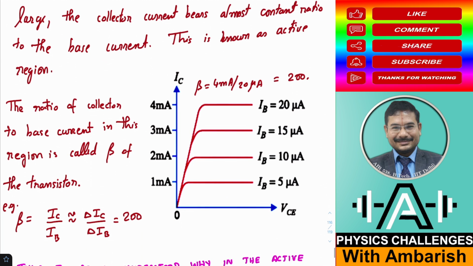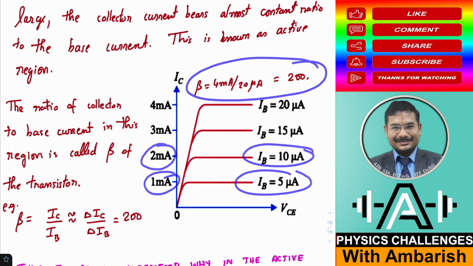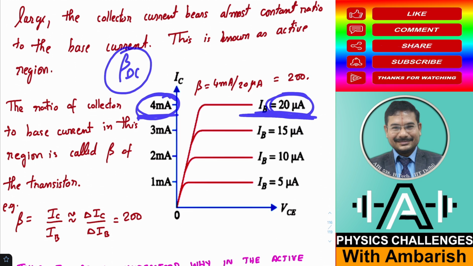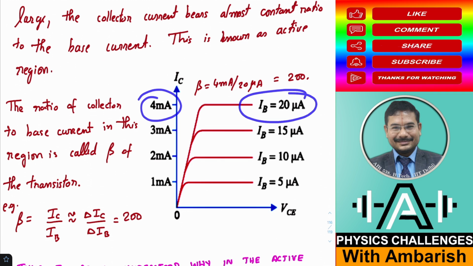So here is a better curve. You can see in this active region, the base current here is 20 microampere and the collector current is 4 milliampere. So you can divide 4 milliampere by 20 microampere and you will get beta as 200. Similarly, 3 milliampere divided by 15 microampere, or 2 milliampere divided by 10 microampere, etc. So this ratio is called the beta. When you divide the absolute current by the absolute current, what you get is known as the beta DC, okay. Here 4 milliampere is the absolute current and 20 microampere is also an absolute current, so the ratio of these two is the beta DC.